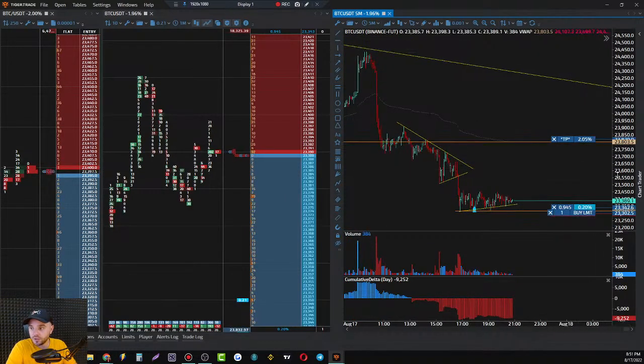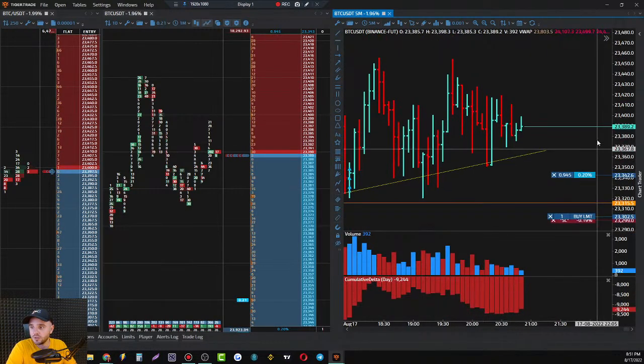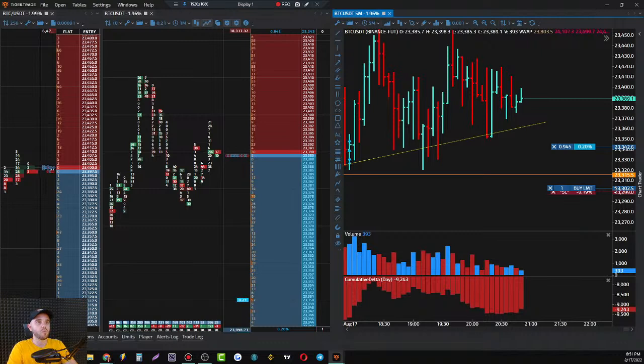But if something unexpected happens, your stop loss will be smaller. Well, that's it. Just smaller volumes, that's it.